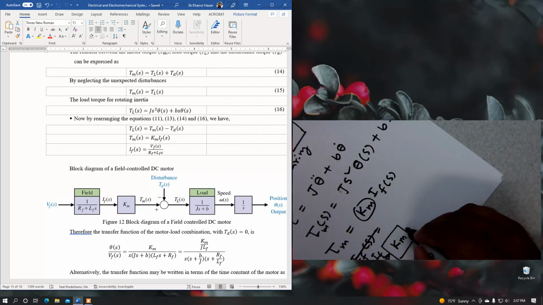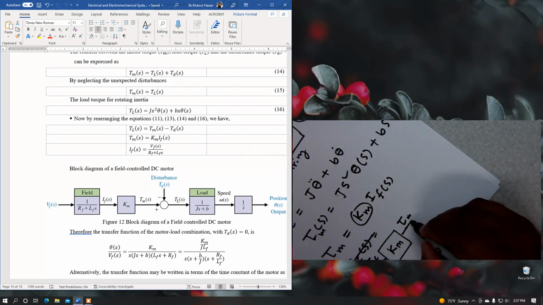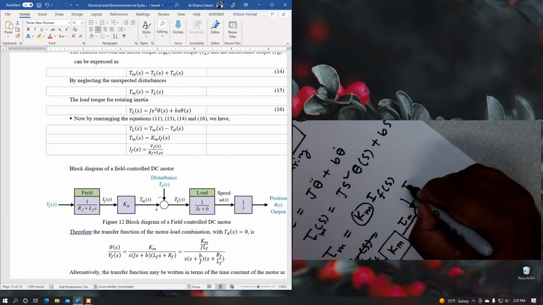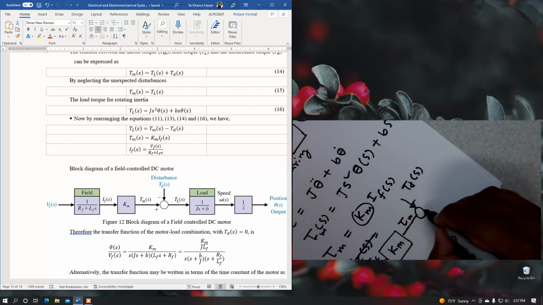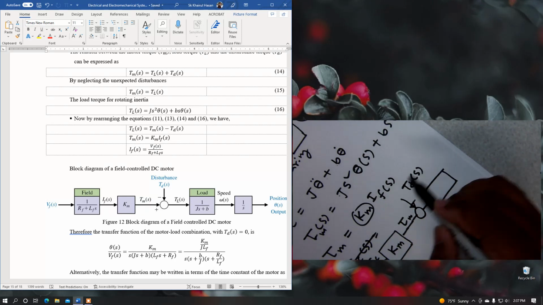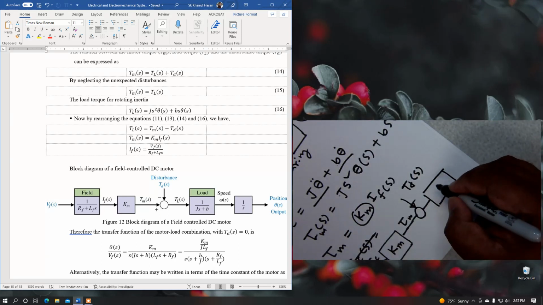After that, what will come out from here? The motor torque. If some disturbance is added at this point, fine, but if you do not have any disturbance, that will directly go to the load. On the load, we have the inertia and we have the friction.